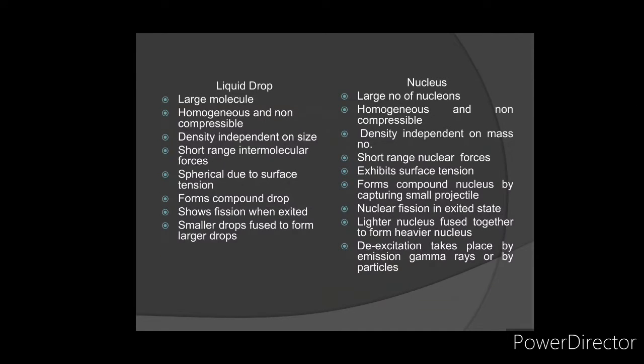Now the comparison between the nucleus and the liquid drop. A liquid drop has a large number of molecules present. In the same way, the nucleus also consists of a large number of nucleons, meaning the number of protons and the number of neutrons. A liquid drop is homogeneous and incompressible. The nucleus is also homogeneous and incompressible. We know that density is independent of the size of the drop. In the same way, the density of the nucleus is also independent of mass number.